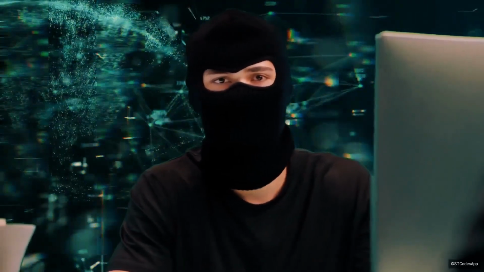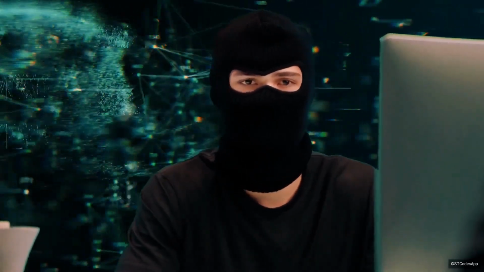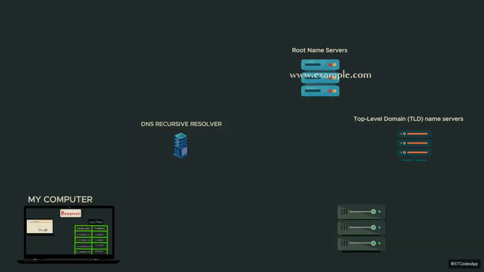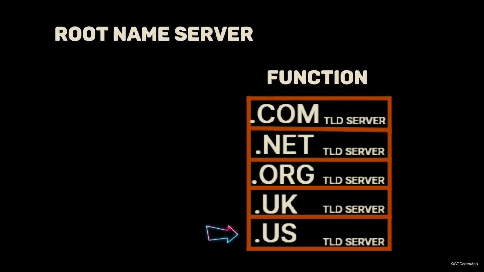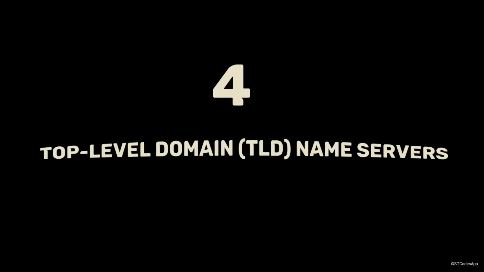3. Root name servers. The root name servers are the first step in the DNS resolution process after the recursive resolver. They are the top-level servers in the DNS hierarchy and do not store IP addresses for specific domains. Instead, they direct queries to the appropriate top-level domain, TLD, servers, based on the domain extension, for example, .com, .org, .net.